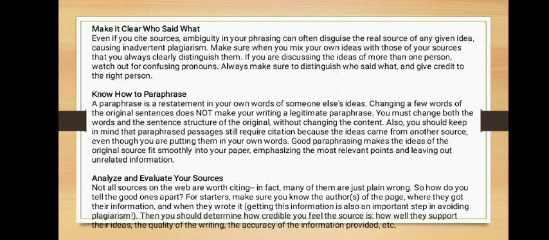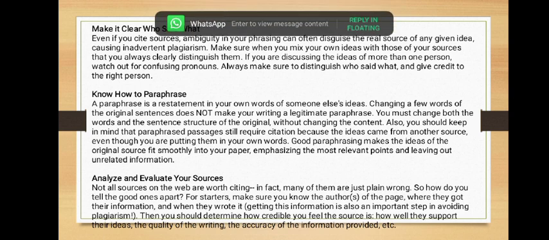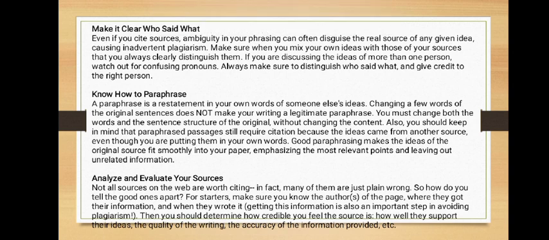Analyze and evaluate your source. Not all sources on the web are worth citing. In fact, many of them are just plain wrong. So, how do you tell the good ones apart? For starters, make sure you know the authors of the page, where they got their information, and when they wrote it. Getting this information is also an important step in avoiding plagiarism. Then you should determine how credible you feel the sources are, how well they support their ideas, the quality of the writing, the accuracy of the information provided, etc.